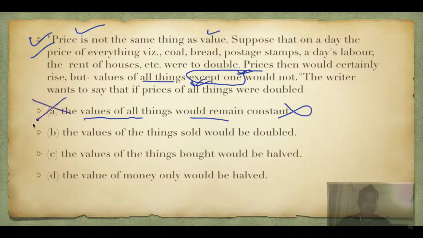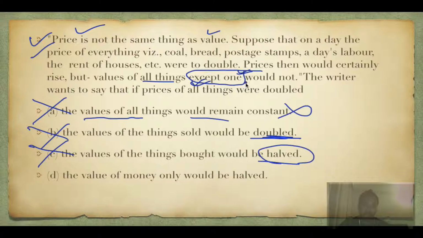So this cannot be the answer: the values of the things sold would be doubled. See, values are not doubling, because values are not quantifiable, so they cannot be doubled or halved. So it is absolutely clear that values are not quantifiable in the above argument. Plus, most of the time it will remain constant except for one item. So this is absolutely rubbish. This is almost correct: except that the values of all things but one will remain constant.